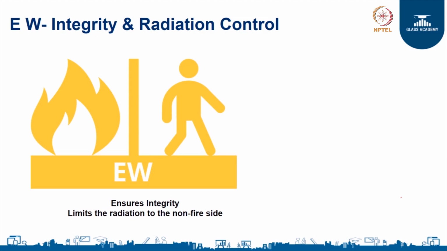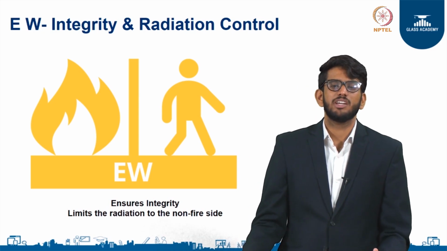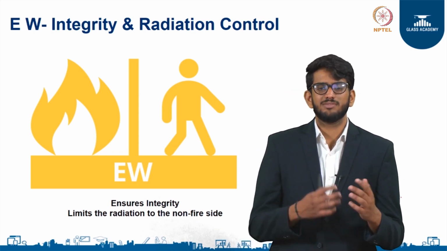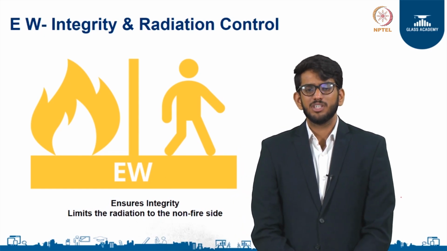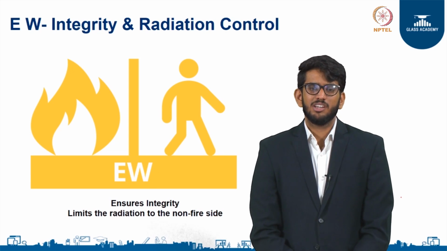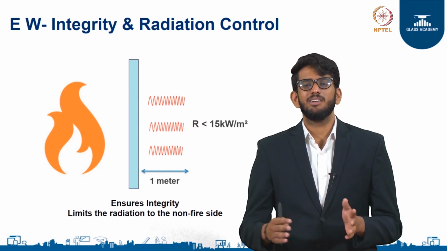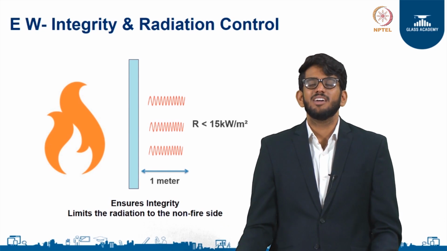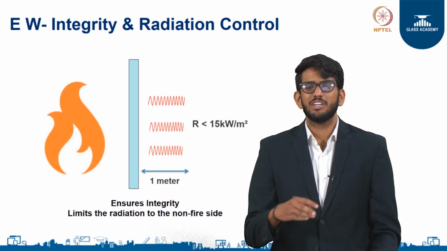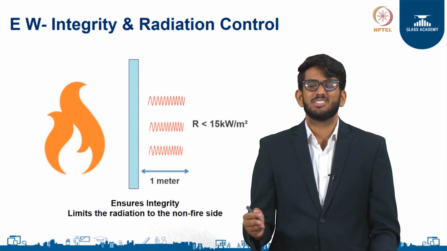Next, the second type of fire resistant glass we have is called the EW type of fire resistant glass, which is integrity and radiation control. If you look at the infographic, it is very similar to the one you saw before for integrity rated glass, but you can observe a difference in the color of the infographic. It is yellow in color, and the person standing next to the physical barrier is not trying to run from the glass but is walking. These are clear indications that in an EW rated glass, the amount of heat radiation coming to the non-fire side is limited.